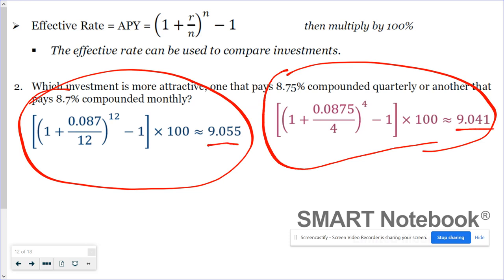Look at these two rates. These are my percent rates. This one here is bigger. So if this is an investment, clearly I want to make more money at the end of my investment, and that rate of 9.055% is going to do that. So I should definitely invest in the account that pays 8.7% compounded monthly.